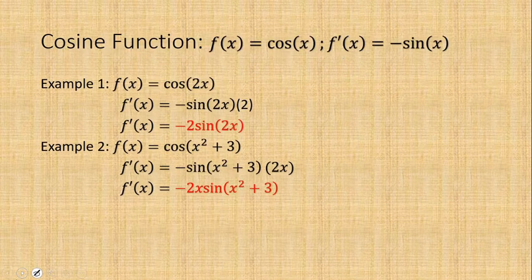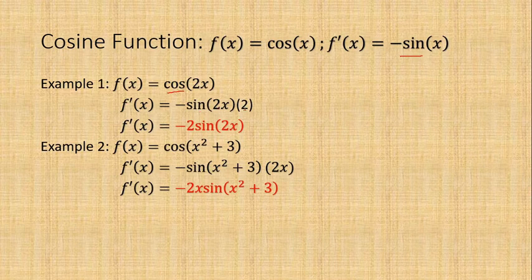Next, we have the cosine function, and that's f of x equals cosine x, then f prime of x is equal to negative sine x. So, dito naman, negative sine ang gagamitin natin. Same with the sine function, same process, but cosine will only be changed to negative sine. Okay? So, cosine 2x, f prime of x is equal to negative sine.